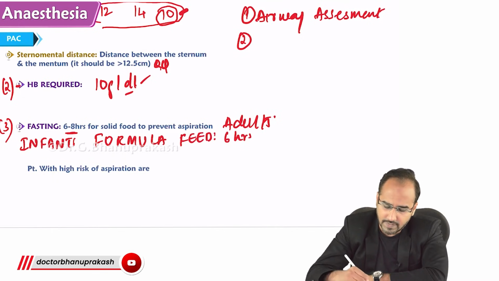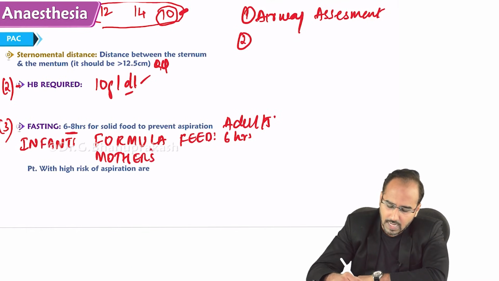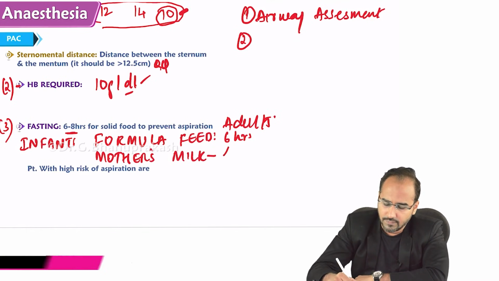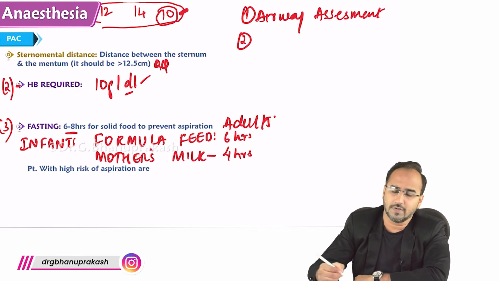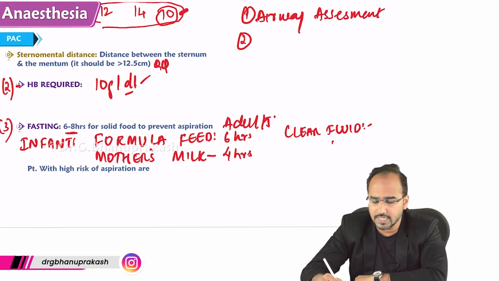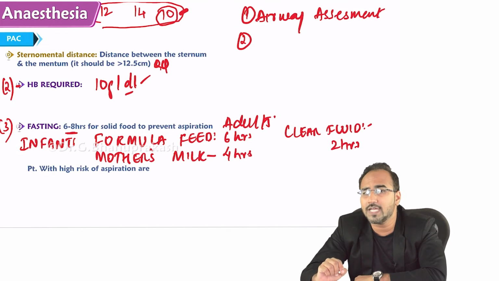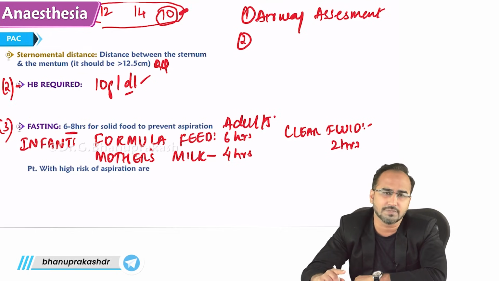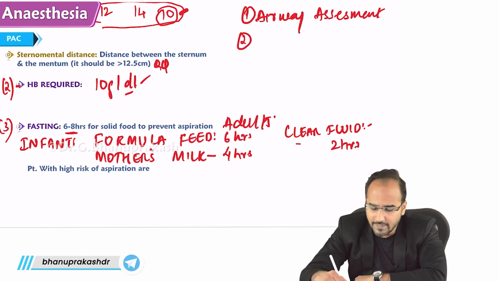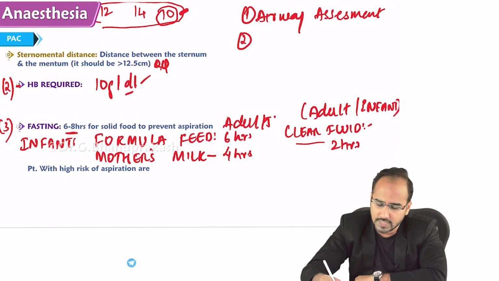6 hours. If the infant is on mother's milk, how many hours of fasting? 4 hours. If the infant is on clear fluid, how many hours of fasting? 2 hours. So formula feed, 6 hours. Mother's milk, 4 hours. And clear fluid, whether adult or infant, 2 hours is needed.